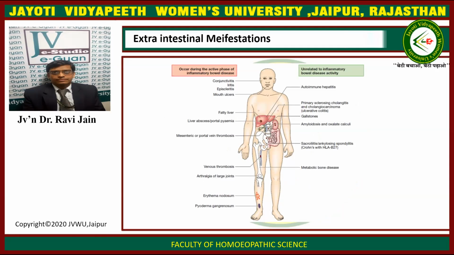These are the various extraintestinal manifestations, which include conjunctivitis, iritis, episcleritis, mouth ulcers, fatty liver, liver abscess, and porphyria. There can be mesenteric or portal vein thrombosis. We have venous thrombosis, arthralgia of the large joints. We have erythema nodosum, pyoderma gangrenosum. There can be metabolic bone disease, sacroiliitis or ankylosing spondylitis. Crohn's with HLA-B27 can be found. There can be amyloidosis with oxalate calculi, or we can find features of gallstones. Primary sclerosing cholangitis and cholangiocarcinoma, or ulcerative colitis, can be present with autoimmune hepatitis. So these are the various extraintestinal manifestations that can be present.